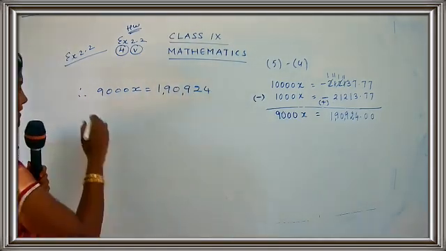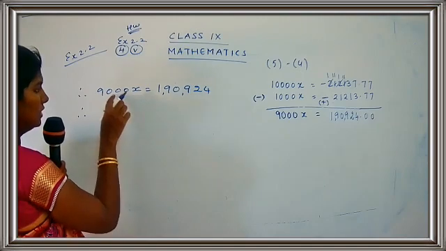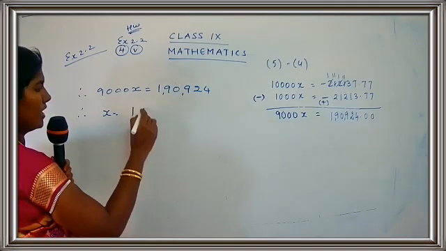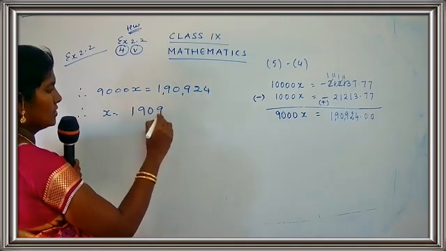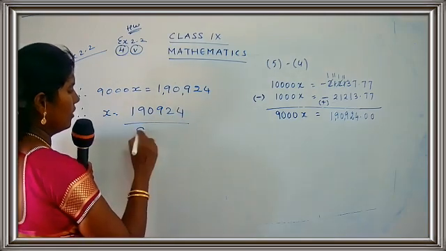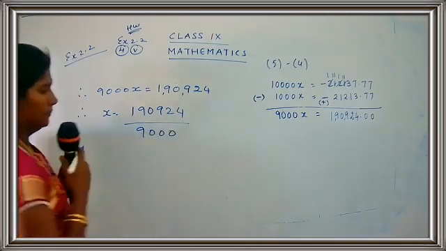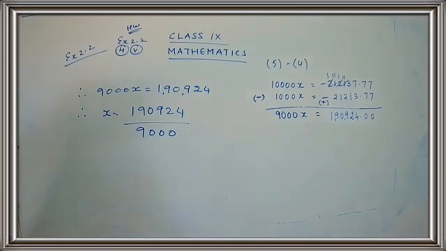So now let's write the final answer. Therefore, x is equal to, take this number down. So you get 1,90,924 on 9,000. We can have a further simplification. Check on the answers, children.